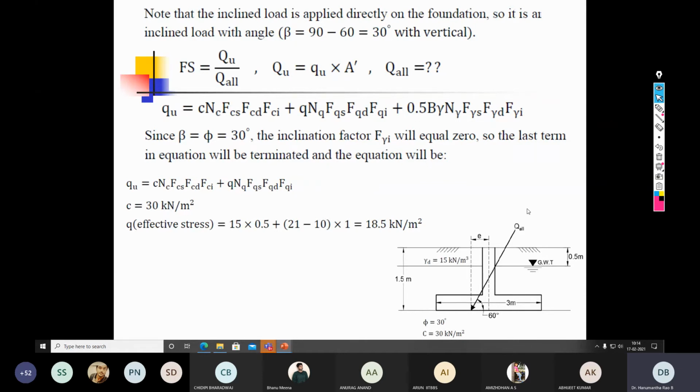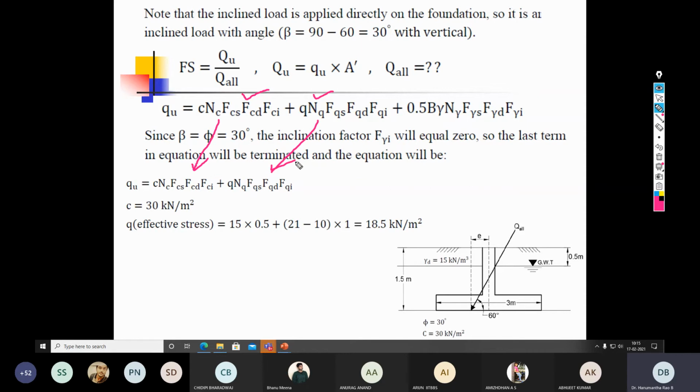Okay, so this is a footing with an inclined load. Since you need to calculate the inclination factors, if you look at the inclination factor equations, it shows the last term F gamma I will be 0 for 30 degrees. So the last term is ignored, but please verify one more time. Therefore only the cohesion term and the overburden term will remain in the equation.